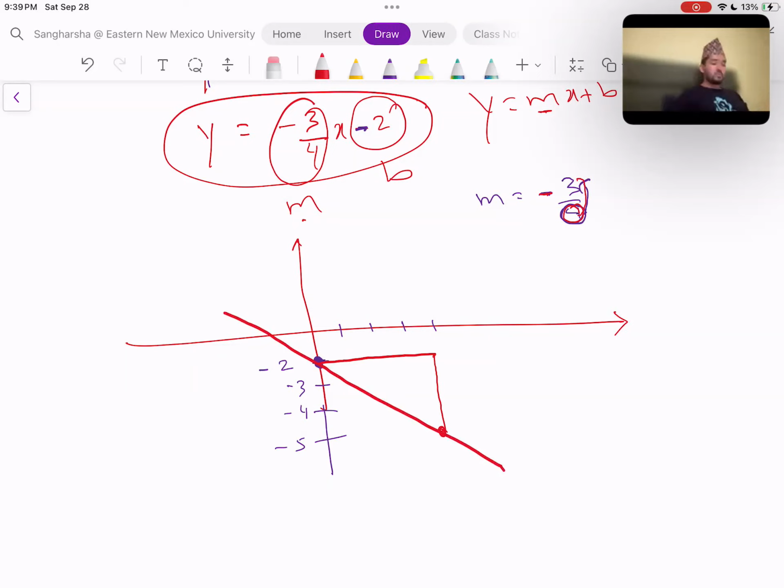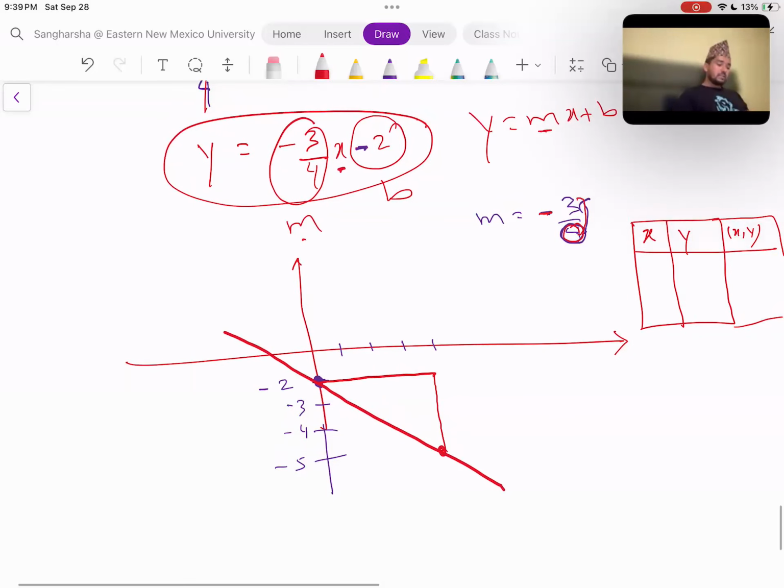So if you have a slope and y-intercept, you can always graph. And the other way is that you make a table. You choose your x, then you find y, and x, y is a point. So at least choose one point. Let's say if your x is 0, you substitute 0 here and find what y is. So negative 3/4 times 0 is 0. 0 minus 2 is negative 2. So 0, negative 2 is one point.